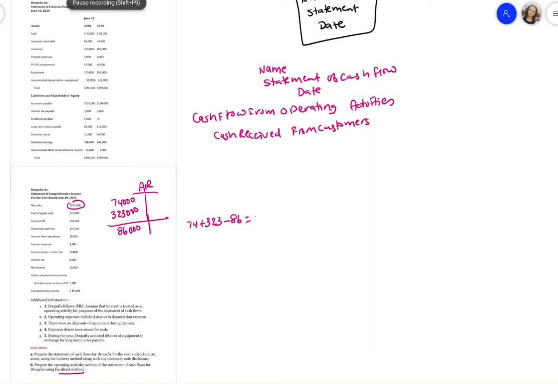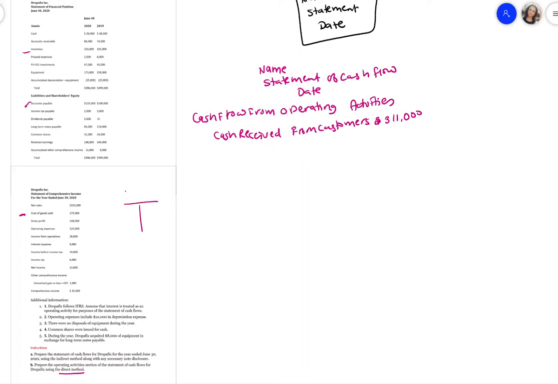So then we're going to do it together. 74 plus 323 minus the 86 gives us 311,000. So the cash you received from customers is 311,000. That's your first one. The second one is your cost of goods sold. The cost of goods sold, you're connecting it to your accounts payable and to your inventory. So first you buy the inventory and then you sell the inventory.